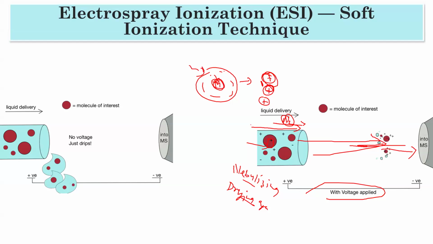Someone is asking why we usually see carboxylic acid in negative mode in mass spec but not in the positive mode ionization method. See, that means in negative mode your carboxylic acid is stable, but in positive mode it is not stable.